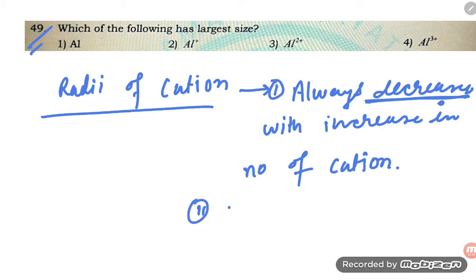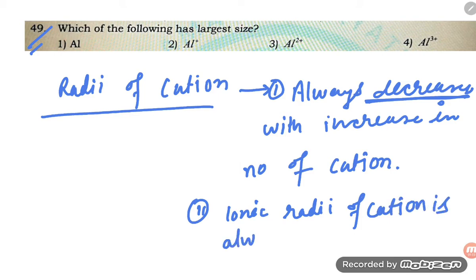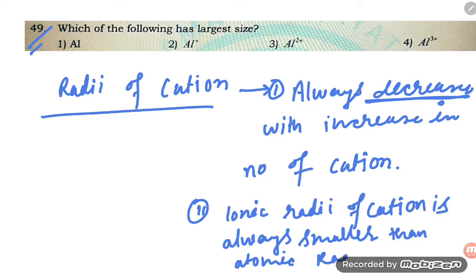That is, ionic radii of cation is always smaller than atomic radii. This is the second point.